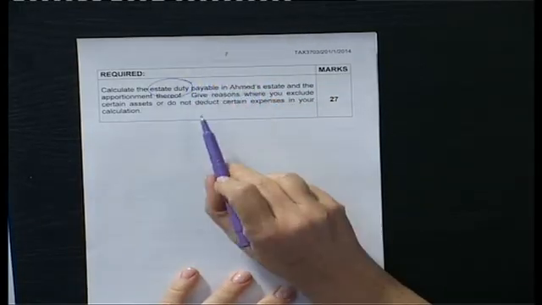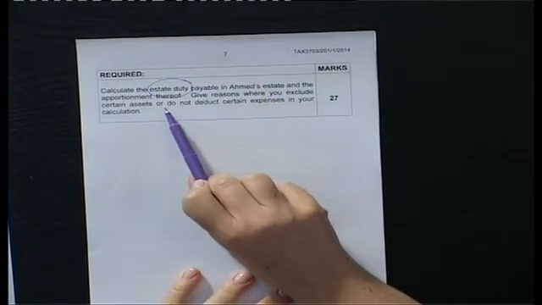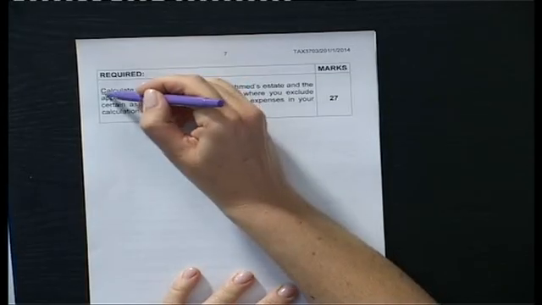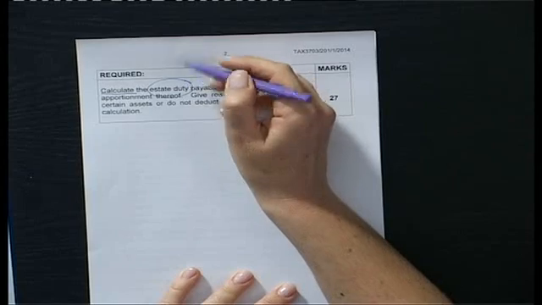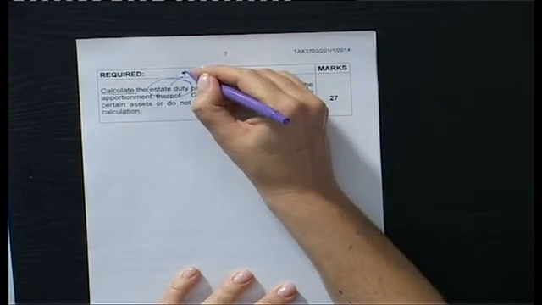Question 2 was the estate duty calculation. We are required to do the estate duty payable in Ahmed's estate and the apportionment thereof. Okay, so there's a lot going on there already. We need to do the calculation of the estate duty. Now keep in mind, there's a framework that you need to follow.